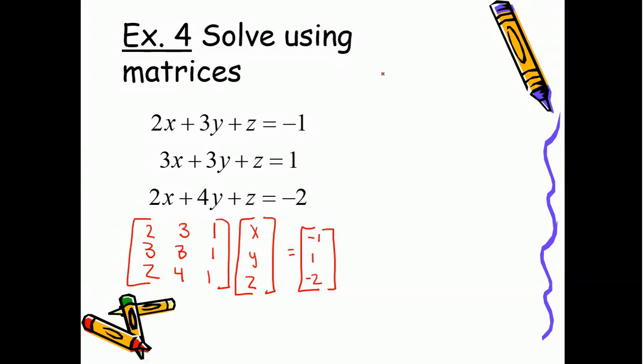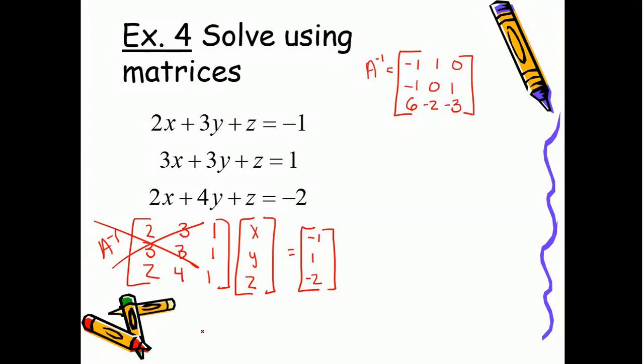Now, remember, our inverse matrix for a 3 by 3, we get to use our calculator. So I quickly did that on my calculator, and I got -1, 1, 0, -1, 0, 1, and 6, -2, -3. So now, if we multiply by our inverse matrix, right? These are going to cancel out. We'll be left with x, y, and z. And then let's multiply these two together.